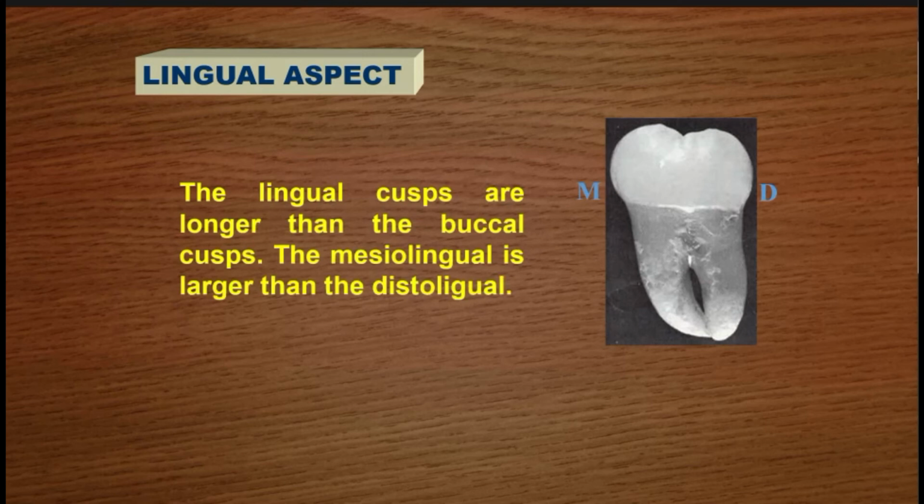The lingual cusps are longer than the buccal cusps. The mesiolingual cusp is larger than the distolingual cusp. Why are the lingual cusps larger? Because the lingual cusps are not in use. They are free from occlusion. That is why they do not have any wear and tear.